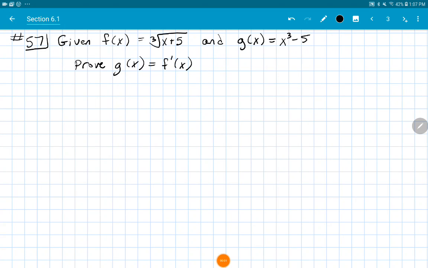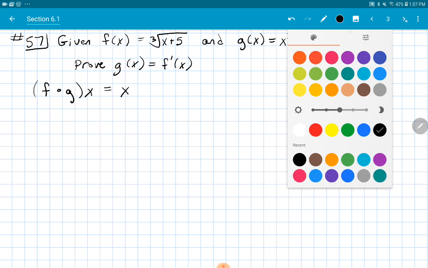Section 6.1, number 57, we're asked for this function f of x and this function g of x. Let's prove that g of x is actually the inverse of f of x, and we're going to use composition to do that. So that has two parts. First, we have to do f composed with g of x to find out that that equals x.